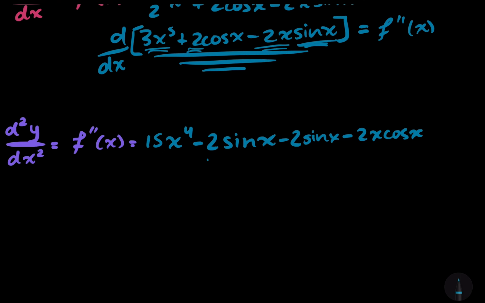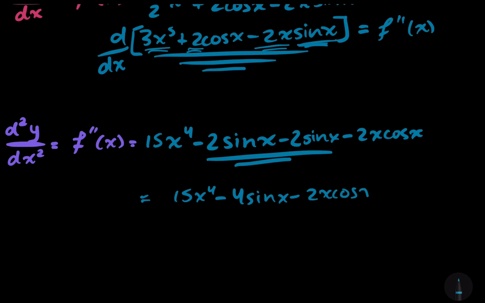And we can simplify these two terms over here. We would get this to be equal to 15x to the fourth minus 4 sine x minus 2x cosine x. And so this right over here would be our final answer.